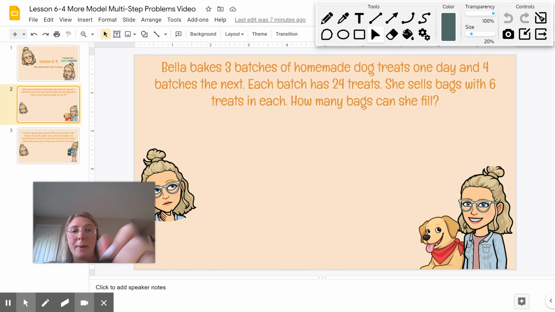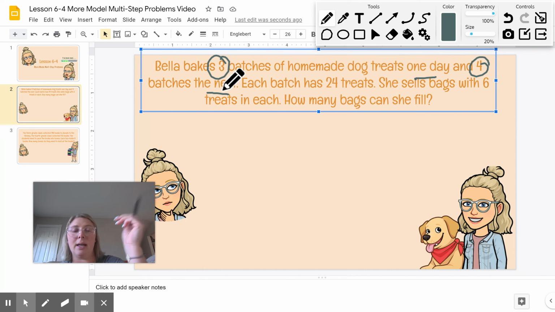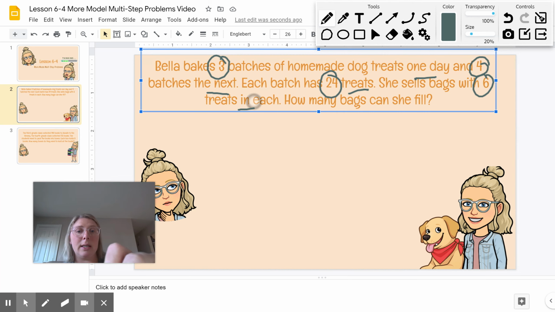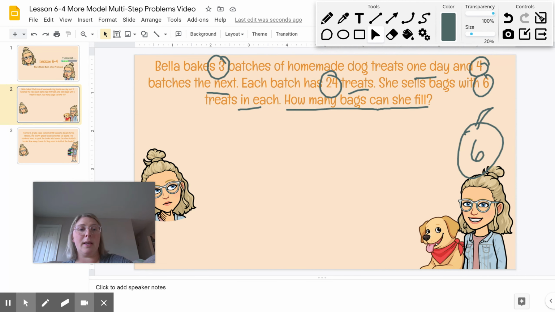Okay, so Bella bakes 3 batches one day and 4 batches the next day. And in those batches, there are 24 treats in each, okay? And she sells bags with 6 treats in each. So here's a bag and it has 6 treats. This is my little bag. It looks like a pumpkin, but there are my 6 treats in one bag. And the final question is asking us how many bags she can fill.